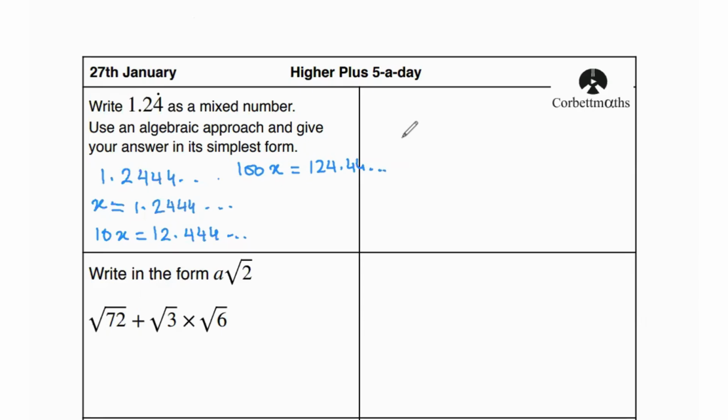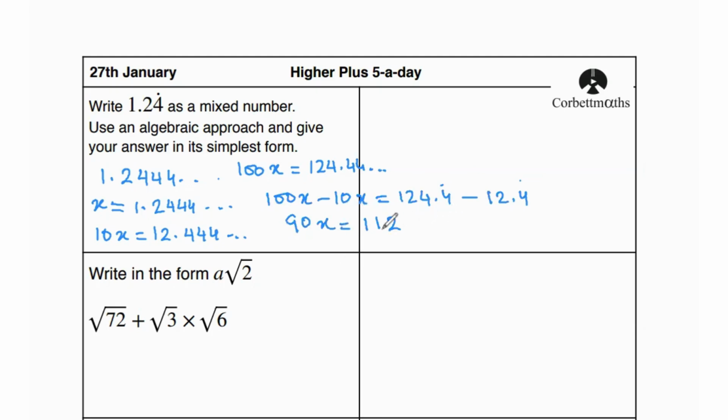So if we subtract 100x and 10x, on one side we'll have 90x. And on the other side, when we subtract 124.4 recurring and 12.4 recurring, everything after the decimal is eliminated. So 100x minus 10x equals 124.4 recurring minus 12.4 recurring, which is 90x equals 112. As you can see, the decimal is gone.